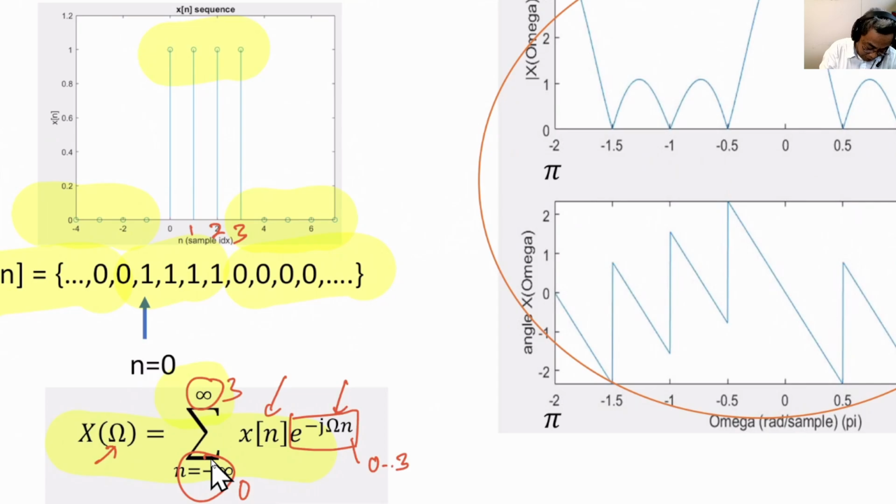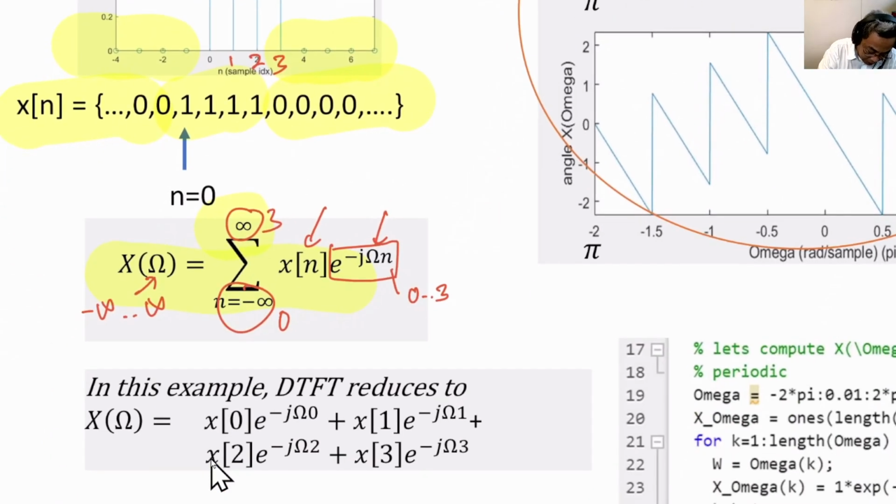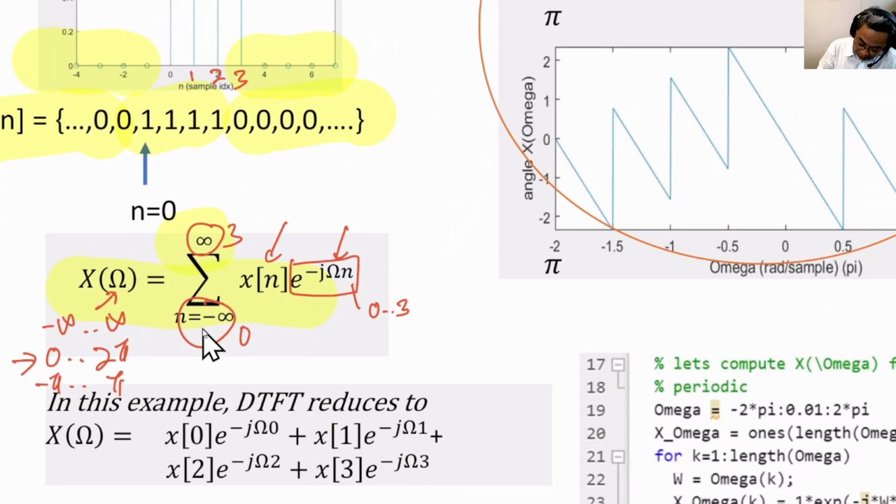And what about omega? Now omega actually goes from minus infinity to infinity, but in real cases we only need to go from 0 to 2 pi or from minus pi to pi. We're going to choose from 0 to 2 pi, and the reason is that you will realize later on that X of omega is 2 pi periodic, so we only need to calculate one period of 2 pi. 0 to 2 pi is the typical one that we're going to calculate.